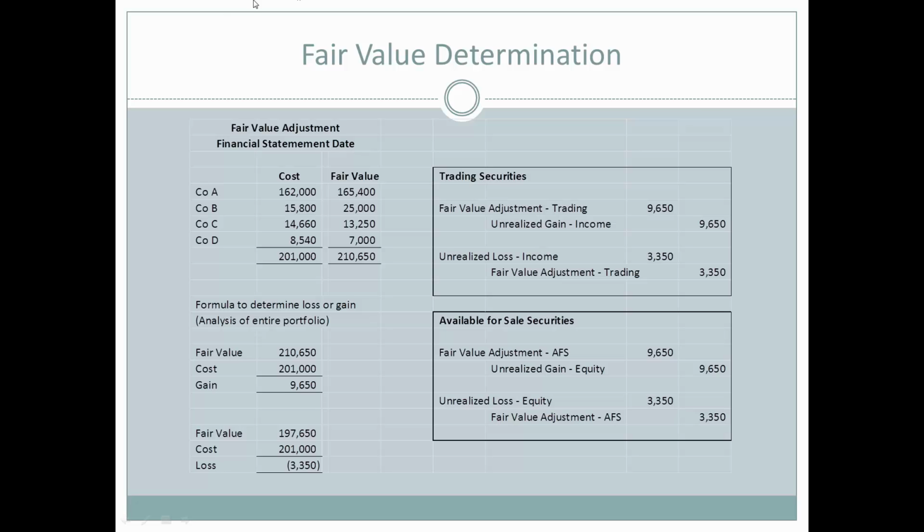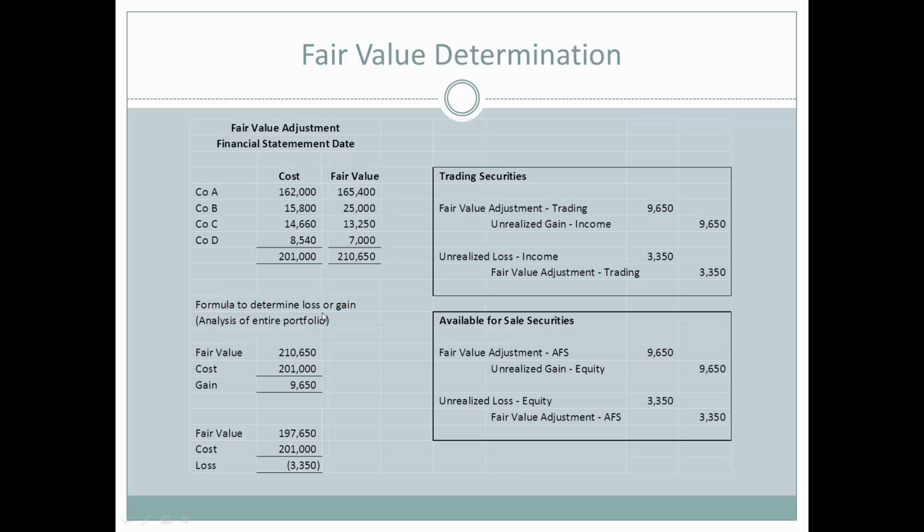Now let's look at how we determine fair value. So let's look at an example of that. This is a fair value adjustment on the financial statement date. These are all of the investments that we have, company A, B, C, and D. This was our original cost for each one of these investments. And now on the date of the financial statements, we have their fair value.